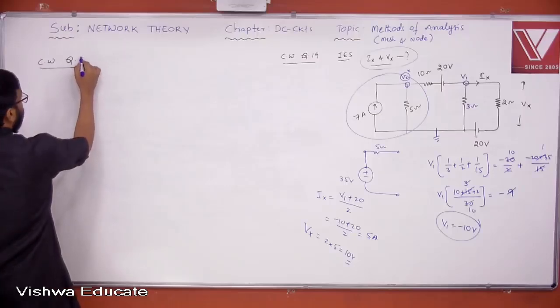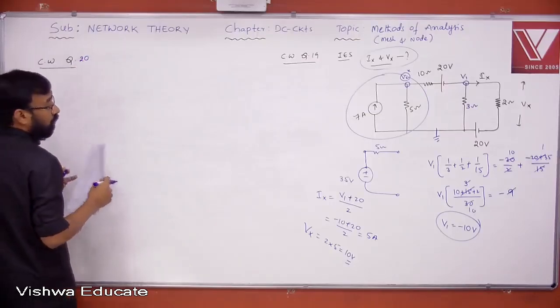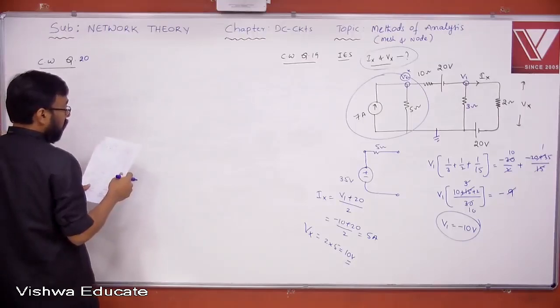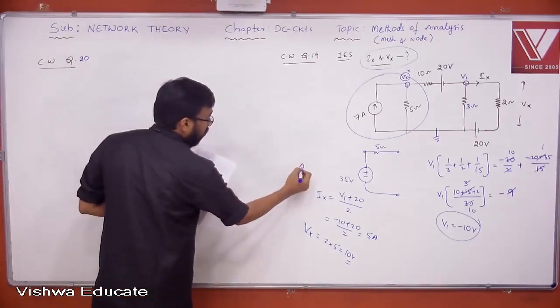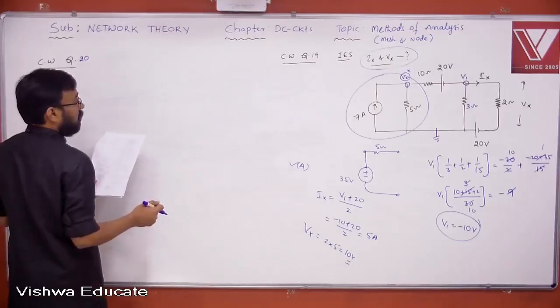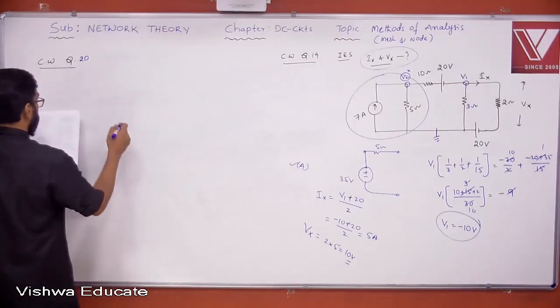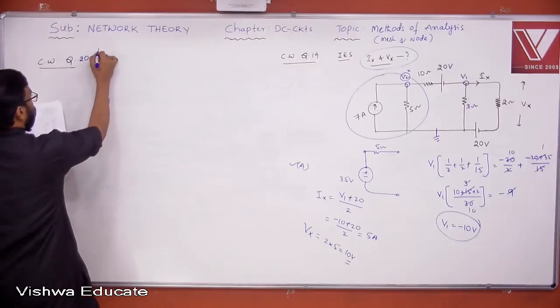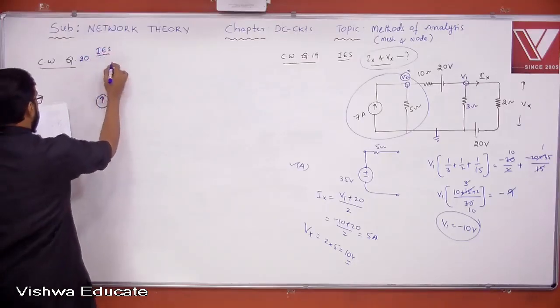Question number 20. I'm just drawing the network. All of you finish that and then come back to this question. So what is the option here? Option A is correct, right? Option A is given as 5 amperes and 10 volts respectively. This question was also given in IPS again.